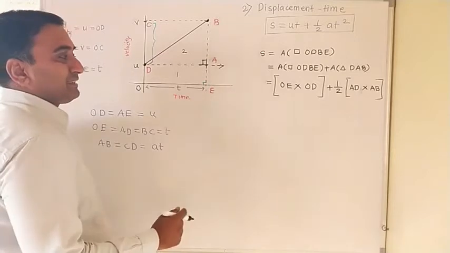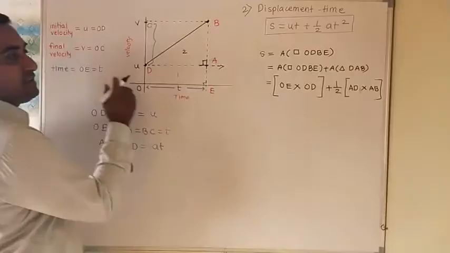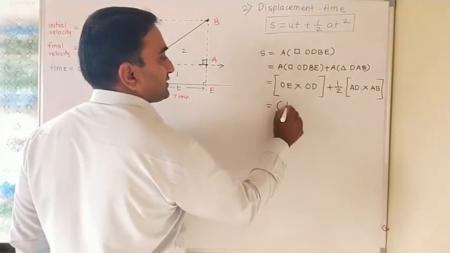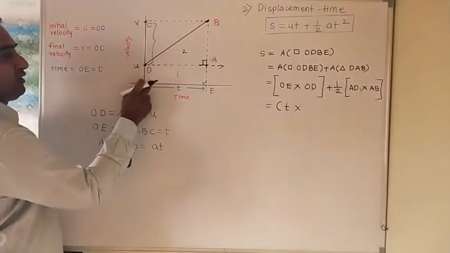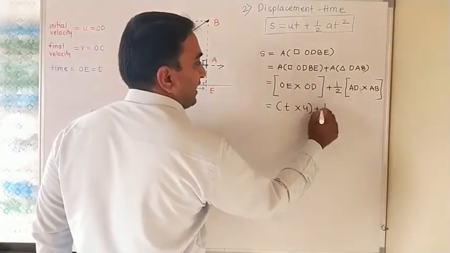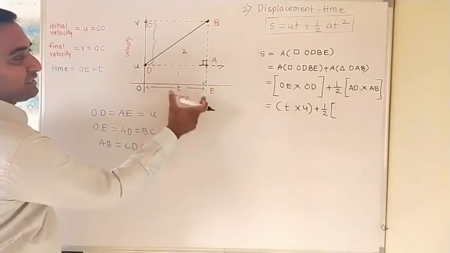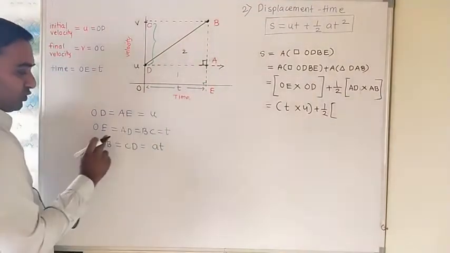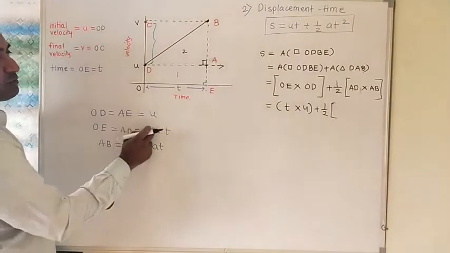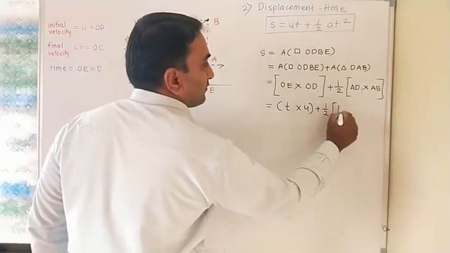Now I am changing little things here. See, OE. What is OE? OE is T. So OE is T into what is OD? OD is nothing but initial velocity plus half of AD. So what is AD? That is OE. So OE is equal to AD is equal to BC. OE, AD and BC are the same, and that is the time.